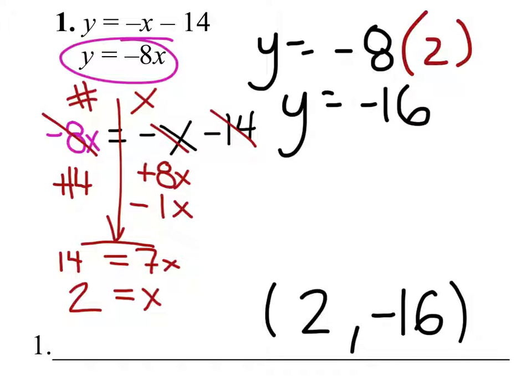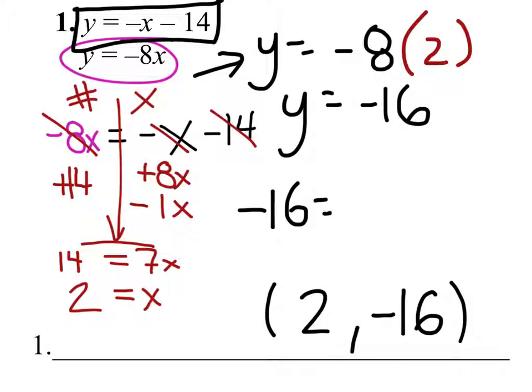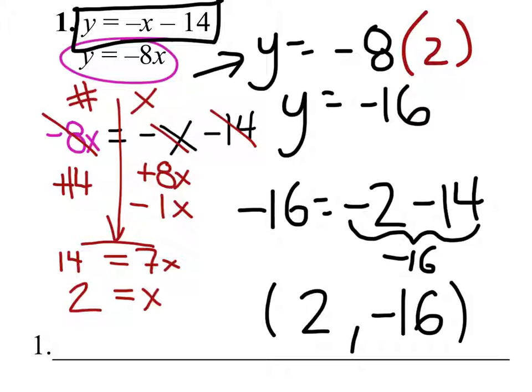But I really should check this. So all I'm going to do is go to the first equation here because I used the second one to solve for y. So I'm just going to plug them into both of those. I've got y, which is negative 16, equals negative x, which is 2, minus 14. Negative 2 minus 14 is negative 16. That's true. It's checked. This is good.